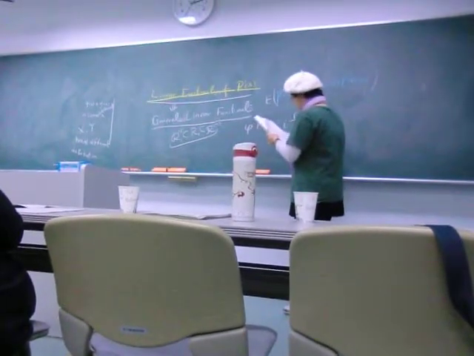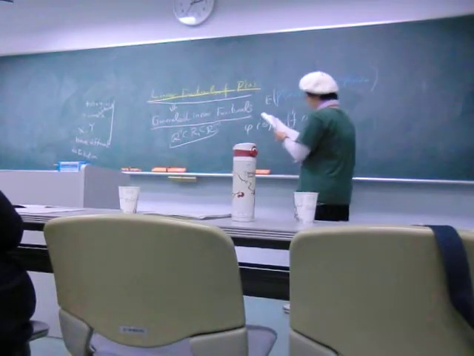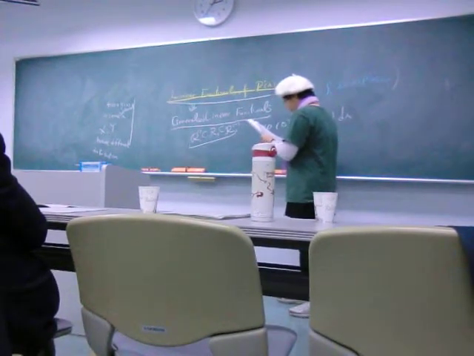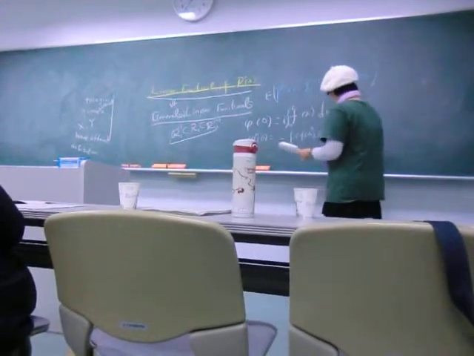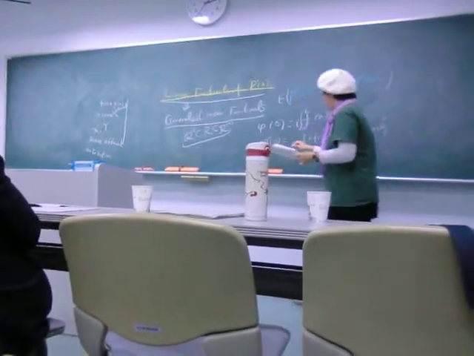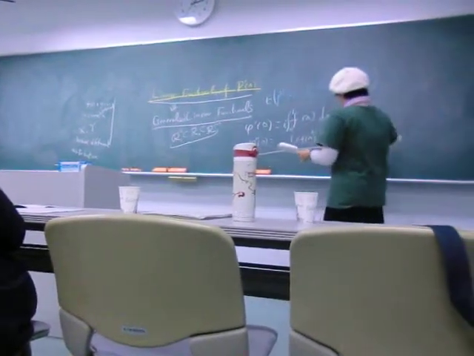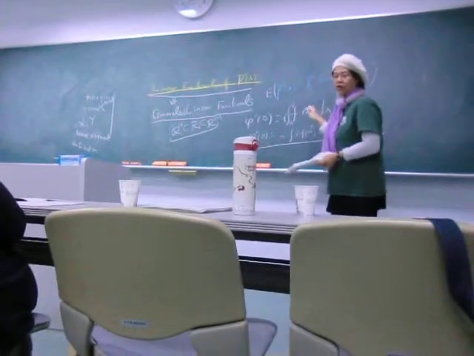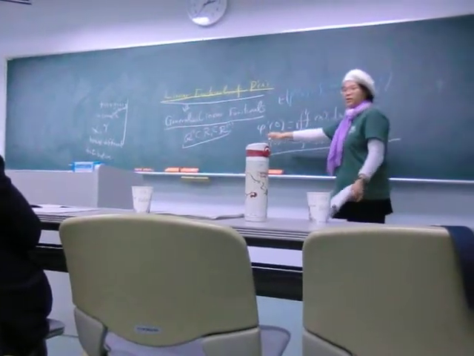So if we have this term, and we have these two terms, we can know the expectation E X and the variance of X. We can get the expectation and variance from the derivative of the characteristic function.